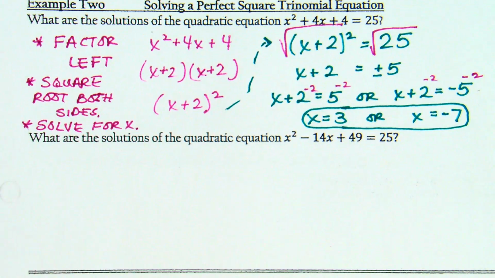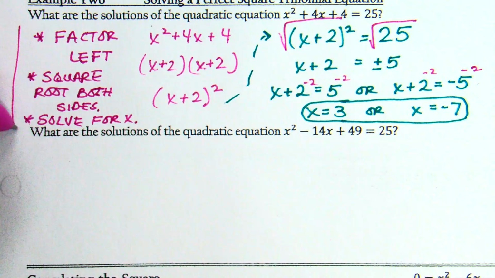What are the solutions of the quadratic equation? Let's try the method I just taught. What did we do first? Factor the left, right? Our steps are up above. So, if you want to move it over to the side, you can. x squared minus 14x plus 49. What do you know about factoring that?